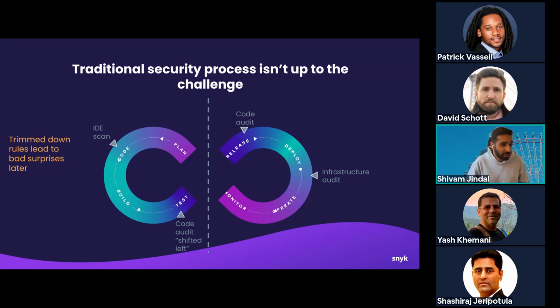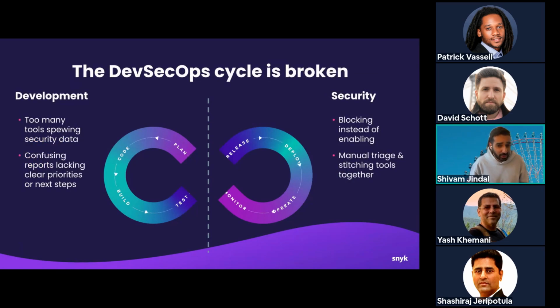And so traditional security really hasn't kept up to the challenge in being fast, in being accurate, in being prioritized. And that's really what we've seen a lot when it comes to developers and security, right? Developers and the development process is frustrated with too many tools spewing a lot of security data and not really knowing how to prioritize these different vulnerabilities. Meanwhile, security is focused on, let's block builds, let's manually triage and figure out how to stitch all of these various different tools together in some sort of way.